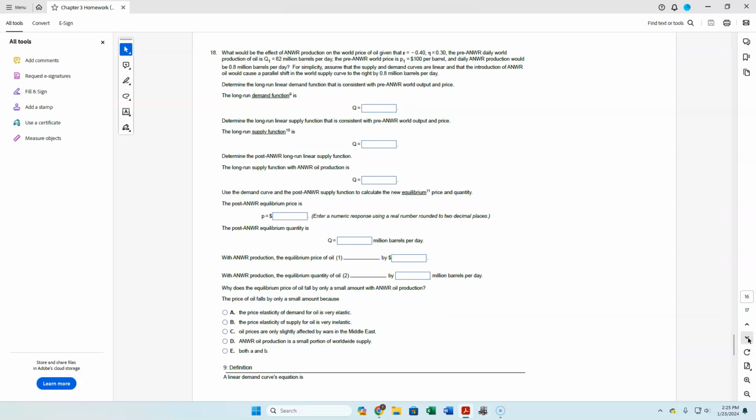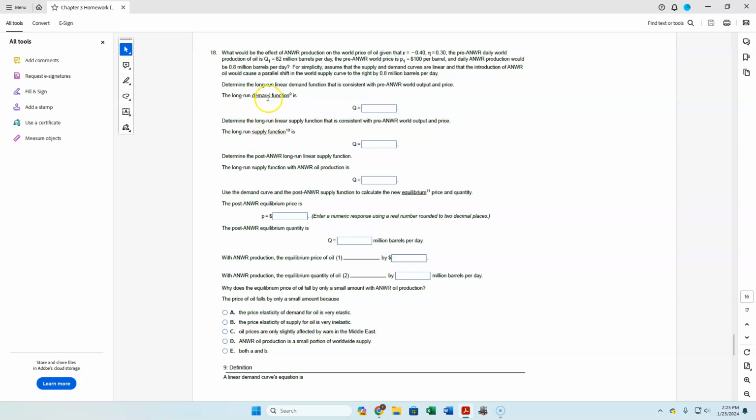And then, sorry, I'm just trying to go faster to not make the video long. And then in number 18, what you're dealing with here in this rather lengthy question is you're given a demand elasticity and a supply elasticity, and you're given relevant prices and quantities, and you need to take that information and then solve backwards to get the demand and supply function.